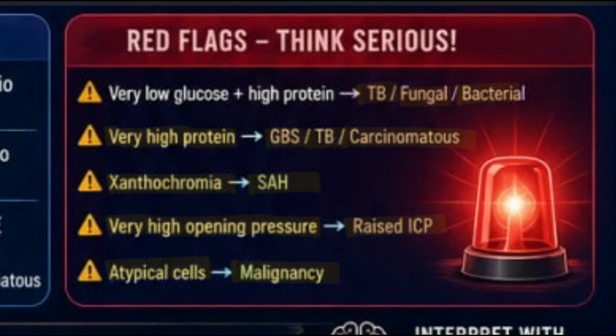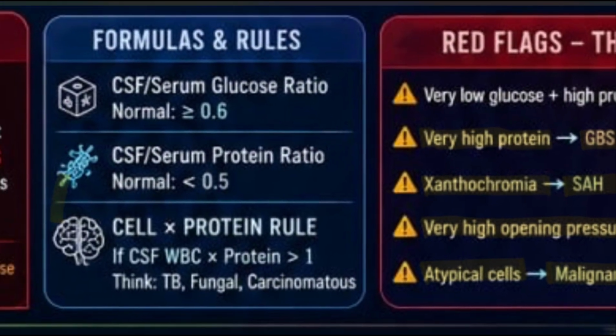So we have some formulas and rules for interpreting cerebrospinal fluid. The CSF to serum glucose ratio normally will be greater than or equal to 0.6. The CSF to serum protein ratio normally will be less than 0.5. The cells and protein rules: if the WBC and protein are high, we have to think the patient has tuberculous meningitis or fungal meningitis or carcinomatous meningitis.